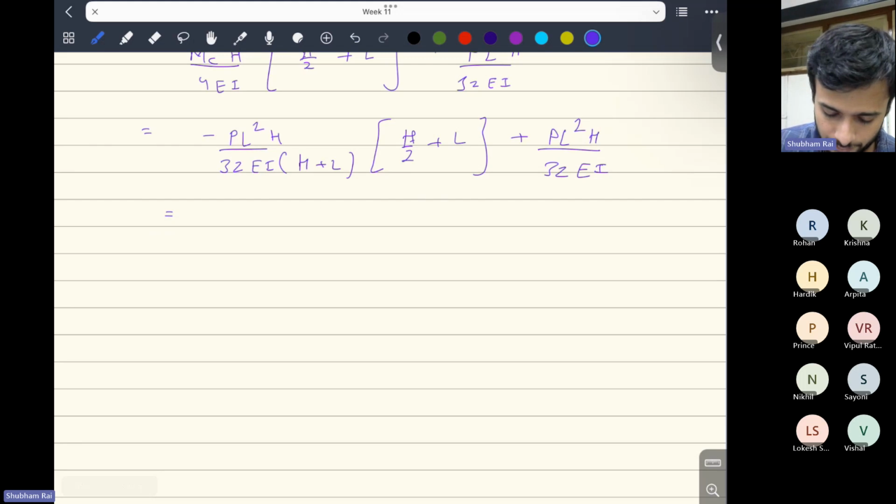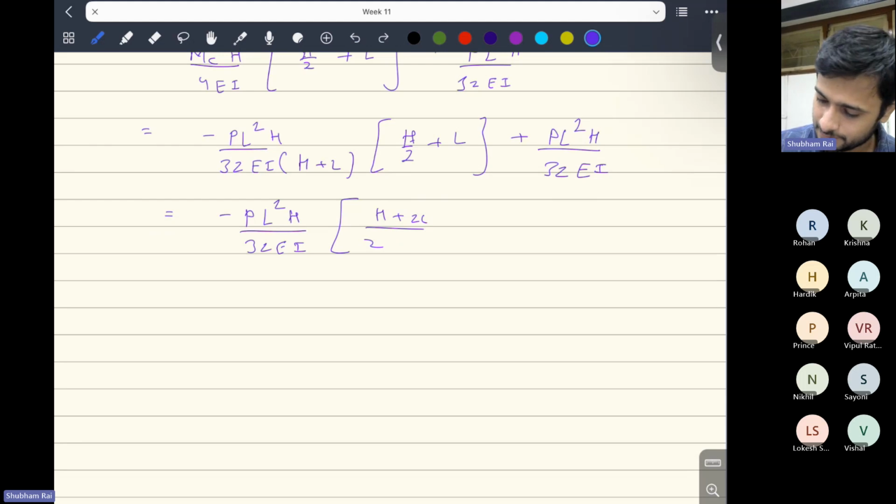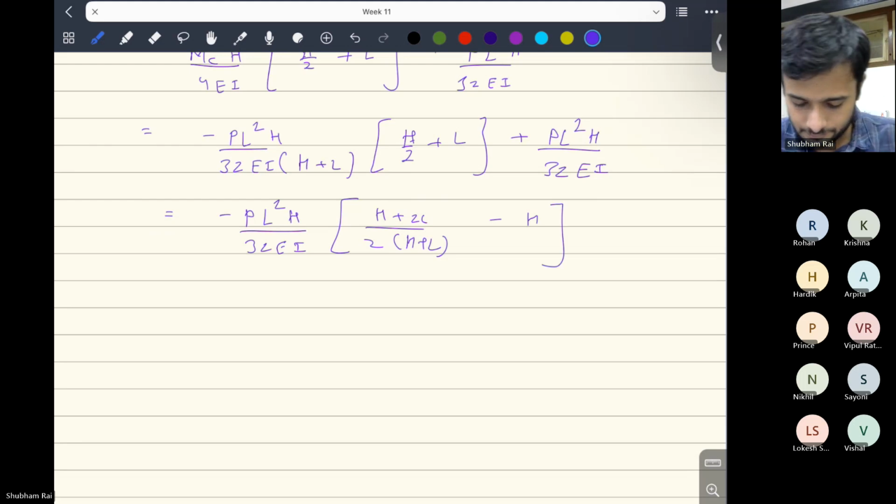So finally, you can now take P also common, all the P terms. Let me see. So you can take minus of PL square H simply as common, and 32 EI also as common. So finally, what you will get? This will be plus H plus 2L over 2 into H plus L, that will be coming from here, and then this will be minus H. Okay. It is fine.